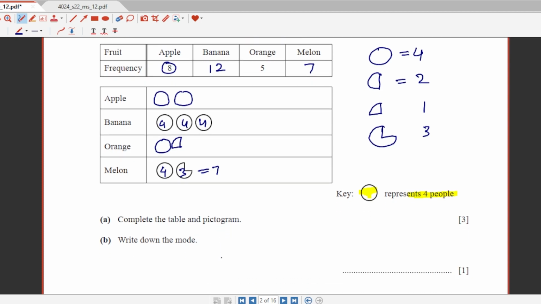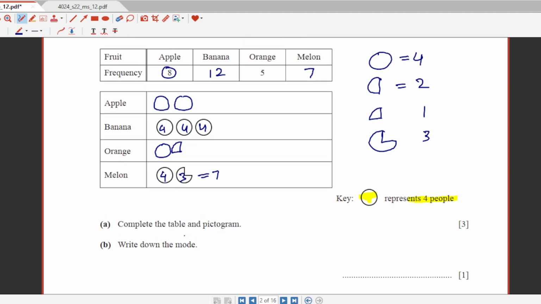And for part B, write down the mode. What do you mean by mode? Mode is the most frequent value, the value with the highest frequency. In this case the highest frequency is 12. It means the mode is banana. We can write the mode is banana.